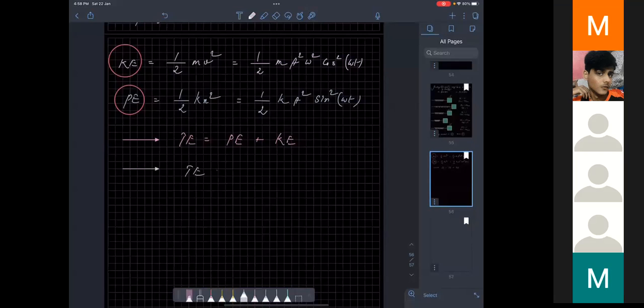So total energy equals potential energy, which is half k a square sin square omega t, plus kinetic energy, which is half m a square omega square cos square omega t.